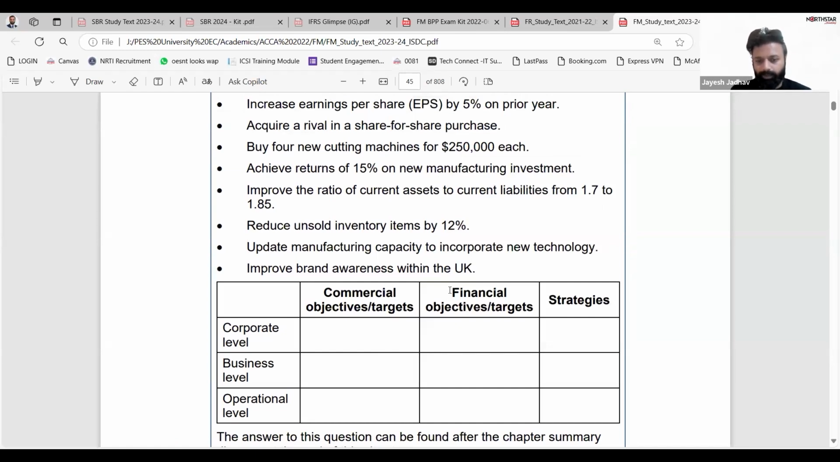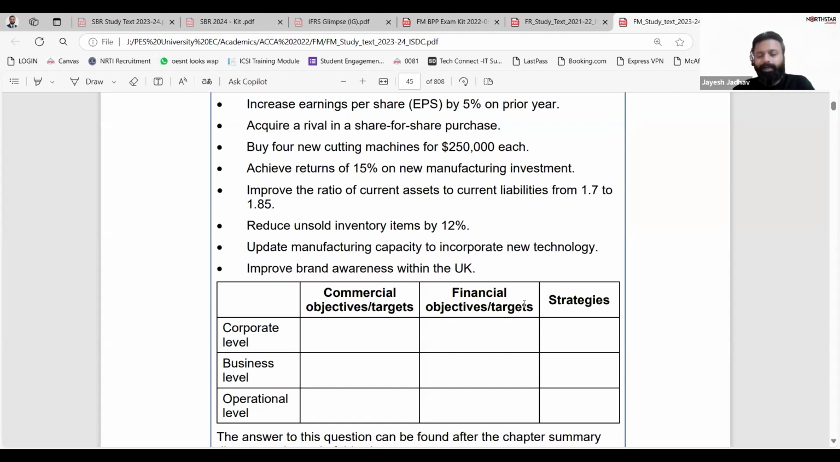Financial for sure is what you all say. But corporate, business, operational level, I guess. Operational level. Okay. Improve the ratio of current assets to current liabilities from 1.7 to 1.85. Strategy. But at what level? Business level. Okay.